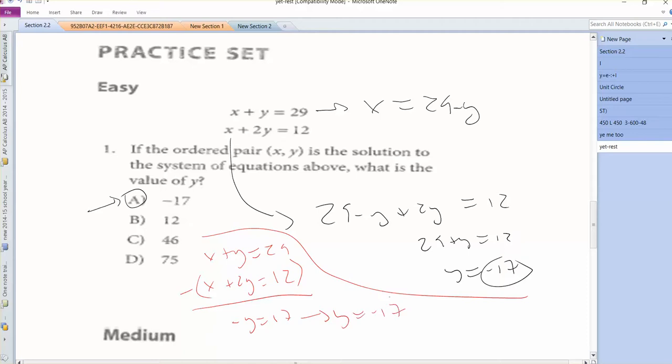And make sure you're solving for y, not x. Read the question carefully, or sometimes it might even ask, like, what is the value of x plus y or x times y? So don't get too carried away when solving these and not really pay attention to what the question is really asking for.